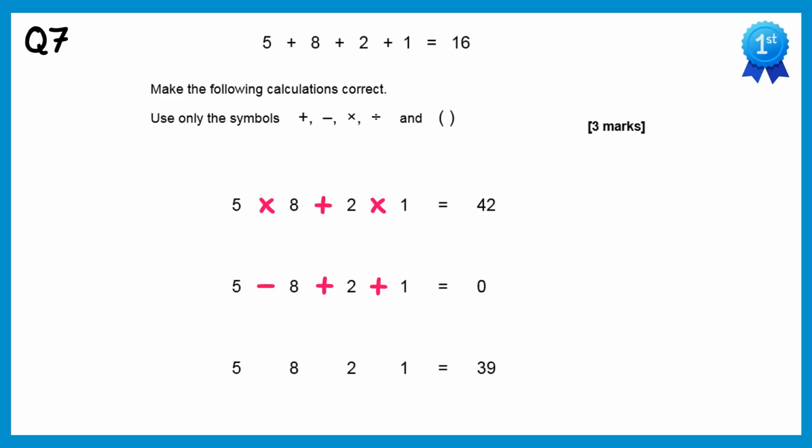For the last one, there are also two possibilities. You may have found 5 times 8, which is 40, and then take away 2, add 1, which gives you 39. And also this one, 5 add 8, multiplied by 2 add 1. 5 add 8 is 13, and 2 add 1 is 3, so 13 times 3 is 39.